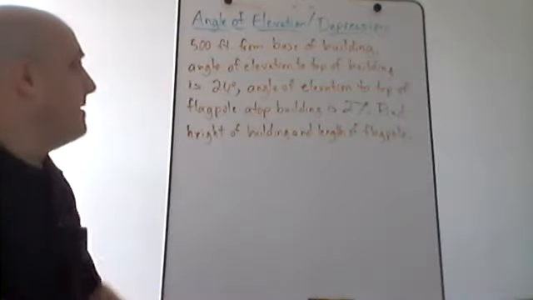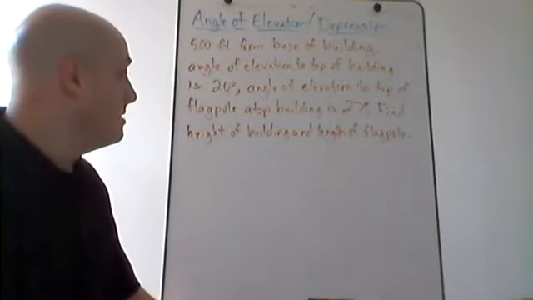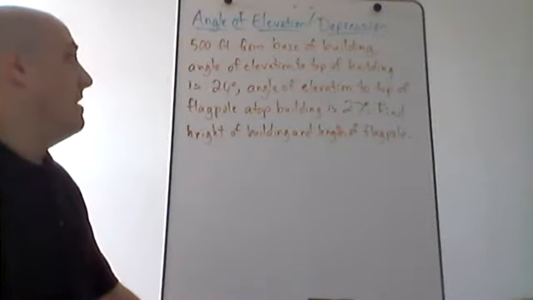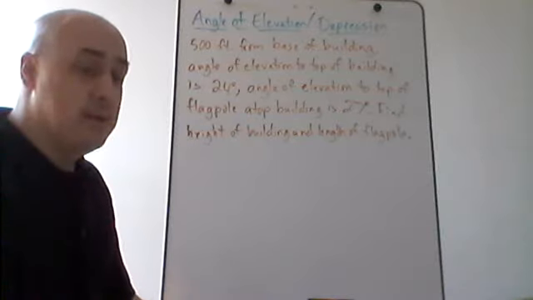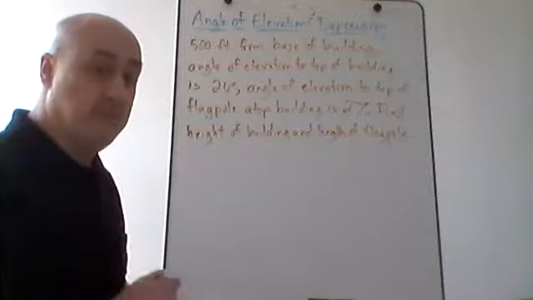Right, so we're 500 feet from the base of a building. The angle of elevation to the top of the building is 24 degrees. The angle of elevation to the top of a flagpole atop the building is 27 degrees. We want to find the height of the building and the length of the flagpole.